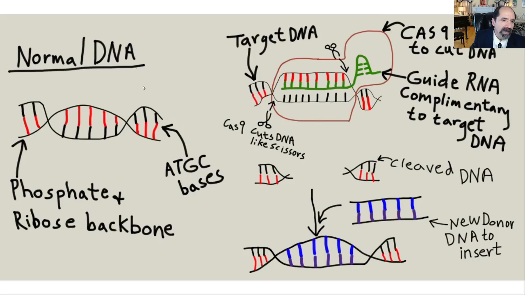So here's normal DNA. Here are the DNA bases interacting with each other: adenine, thymine, guanine, cytosine. And the line in the back is just a phosphate and ribose backbone. And now here's what CRISPR-Cas9 is all about. Cas9 is an enzyme to cut DNA, and this is the guide RNA to select which DNA target sequence is going to be cut. The Cas9 is like little scissors that cut DNA. The guide RNA is what finds the target. Then once the DNA is cut, new DNA sequence can be inserted.